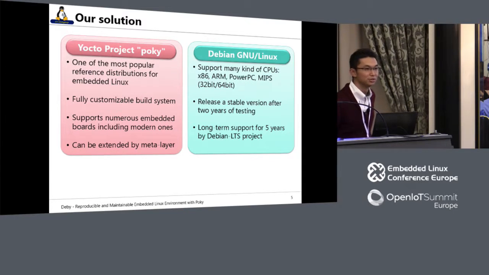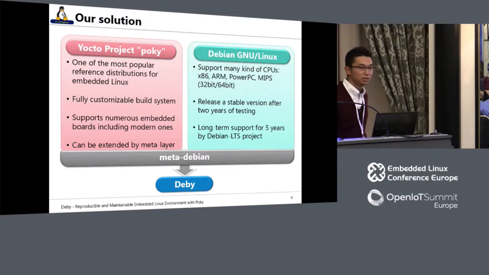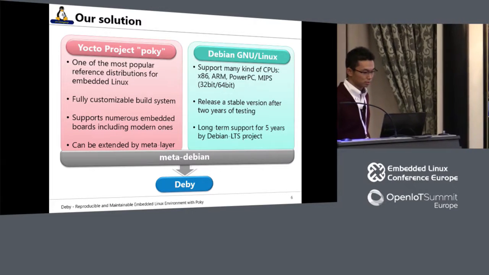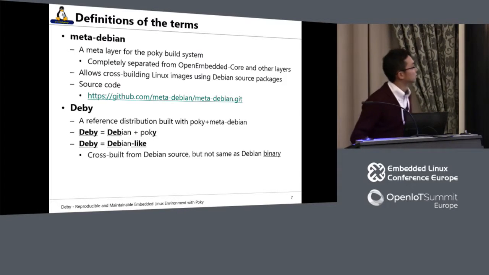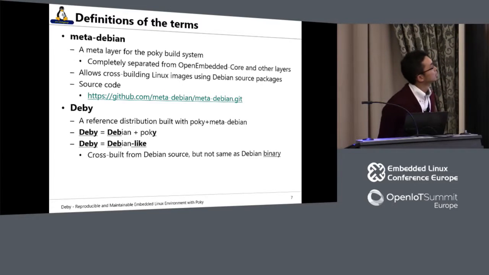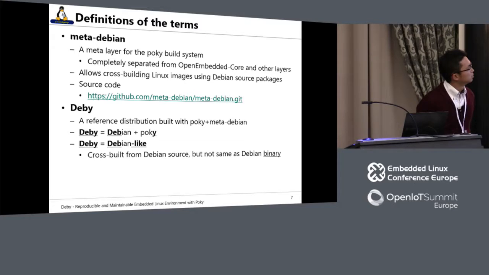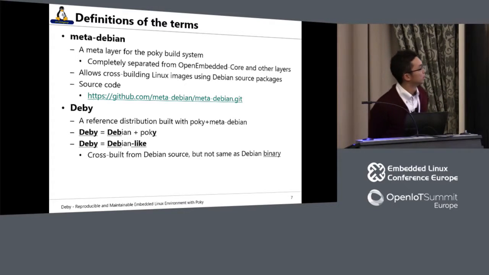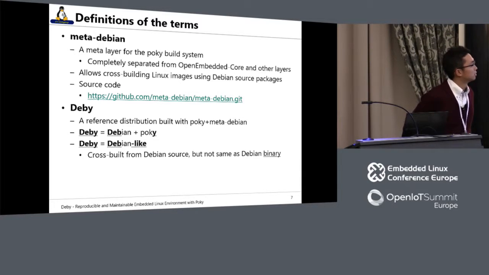And our solution is to combine the Yocto Project Poky build system and Debian source code with Meta-Debian. And Meta-Debian generates a reference distribution named Deby. This is the definition of the terms. Meta-Debian is a layer for the Poky build system, and this is separated from the core components of the Yocto project named OpenEmbedded-Core and other layers. Also, it allows the cross building of Linux images using the Debian source code. And the source code is available on GitHub.